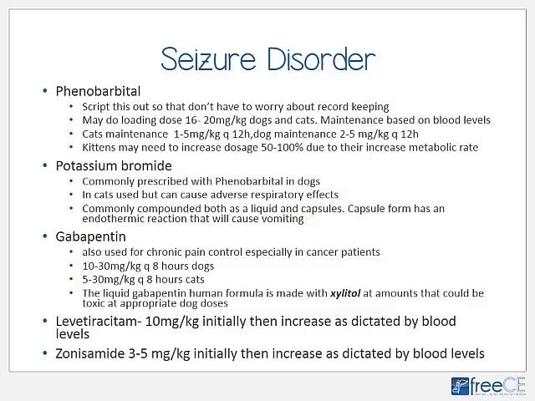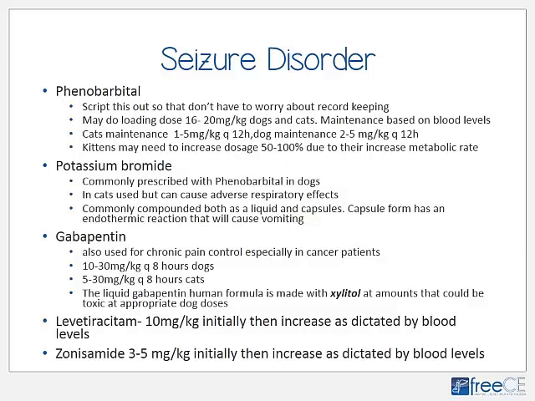Maintenance dosing is based on blood levels, but in general the maintenance dose for cats is 1 to 5 milligrams per kilogram every 12 hours, and in dogs the maintenance dose is 2 to 5 milligrams per kilogram every 12 hours. Puppies and kittens may have an increased dosage due to their high metabolism. The primary side effect that we see from phenobarbital is sedation. You should also note that it is common throughout the life of the pet to have the dose increased due to more efficient metabolism of the medication.